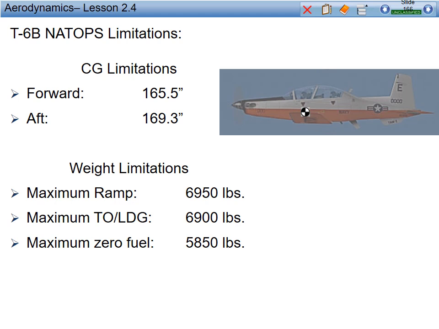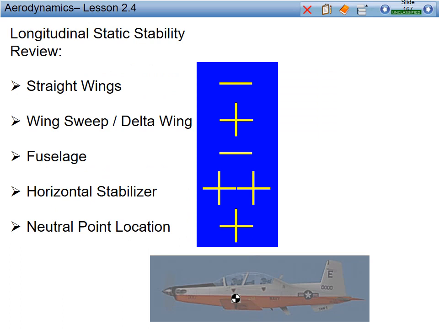Weight limitations: maximum ramp weight prior to takeoff is 6,950 pounds. Maximum takeoff weight is 6,900 pounds. And maximum zero fuel weight is 5,850 pounds. Here's a helpful reminder as to the contributions to longitudinal static stability.